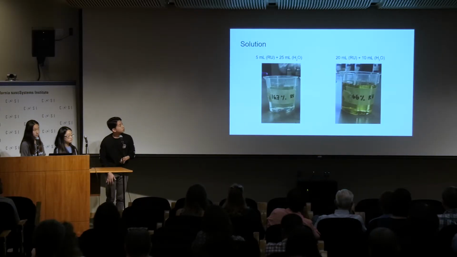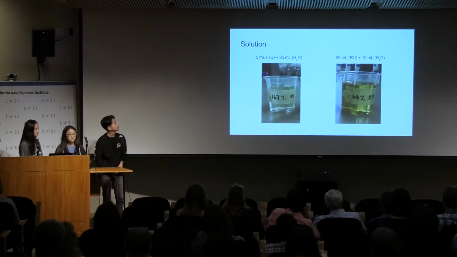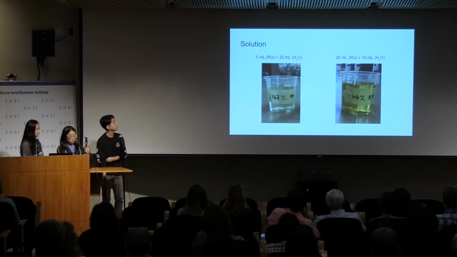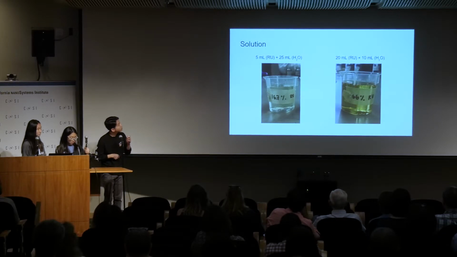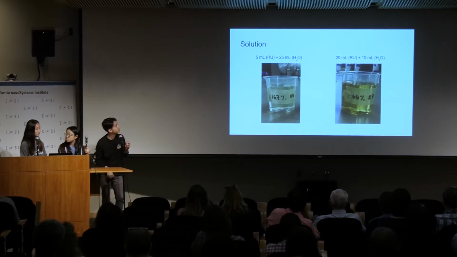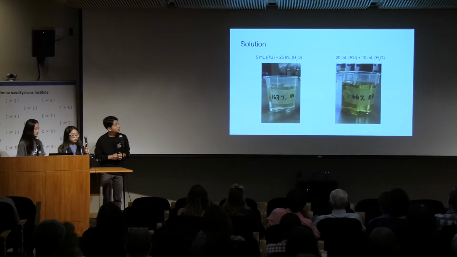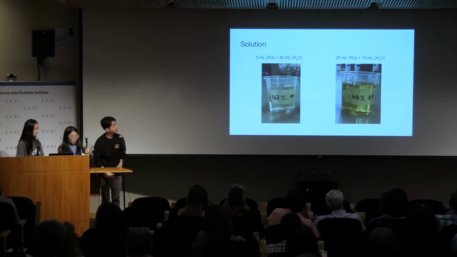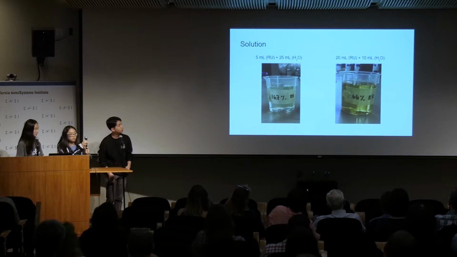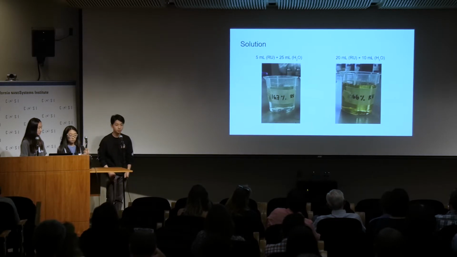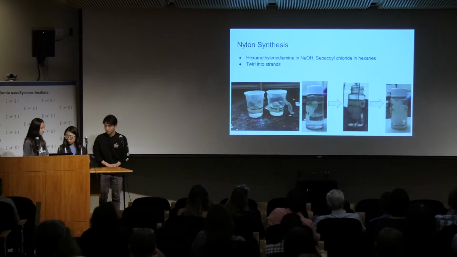We use 2 solutions in our experiment. The first includes 16.7% Roundup, our pesticide, which means 5 milliliters of Roundup plus 25 milliliters of water. The second solution includes 66% Roundup, which means 20 milliliters of Roundup and 10 milliliters of water.